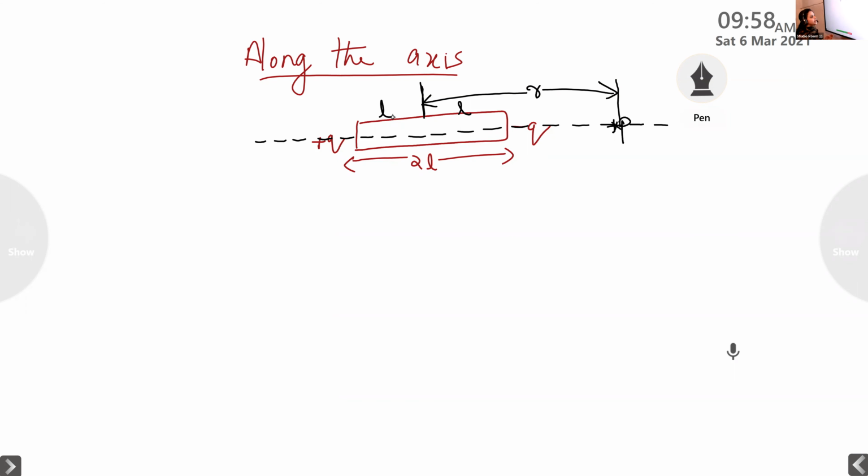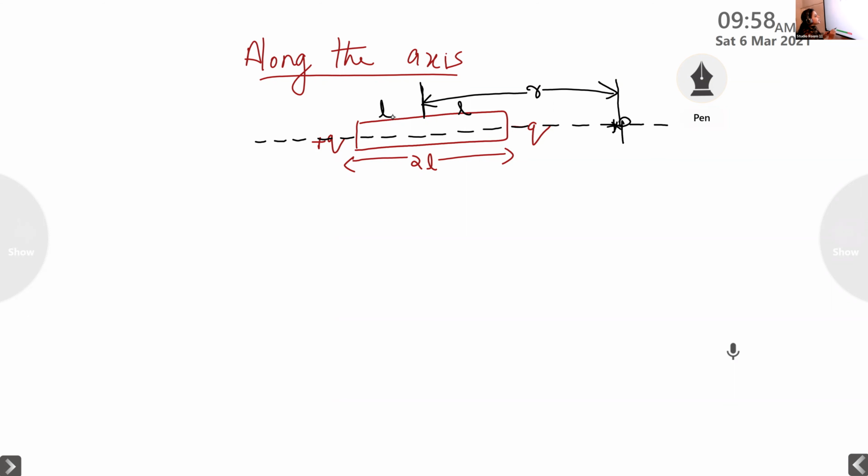So what we have taken here: we are considering an electric dipole with a plus Q charge and minus Q charge, separated by a distance 2L. And we consider an axial line along the electric dipole. Consider a point P along the axial line of the electric dipole. The distance of the point P from the center of the electric dipole is given by R. So if we consider the center of the electric dipole, the distance of the charge plus Q to the center of the electric dipole is given by L.